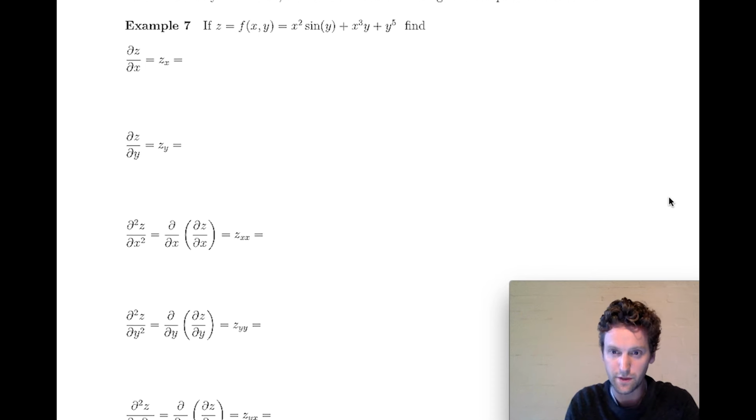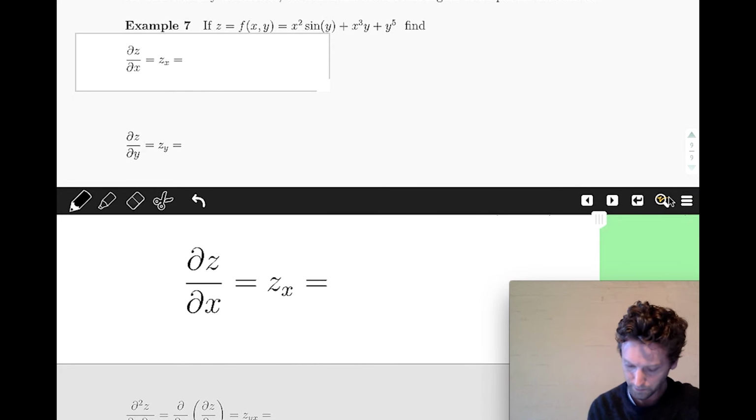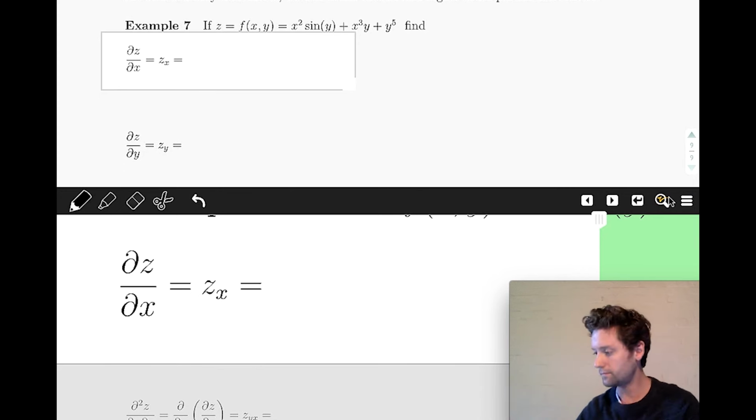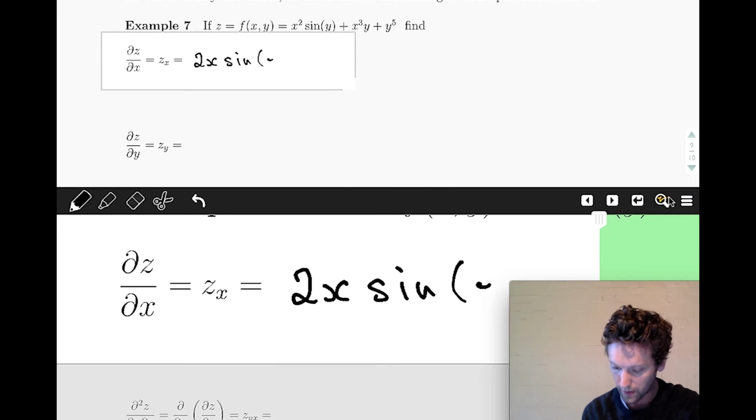So starting with the first order partial derivatives, the partial derivative of z with respect to x, I can use the subscript notation, z sub x. And again, I'm going to treat y like it's a constant in this calculation because I'm taking the partial derivative with respect to x. So my first term, x squared sine y, I treat the sine y like it's a constant. So I only have to deal with the x squared, and the derivative of x squared is 2x. And I have to include, of course, that sine of y.